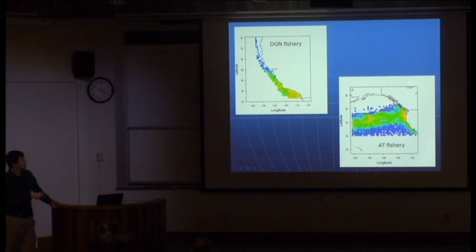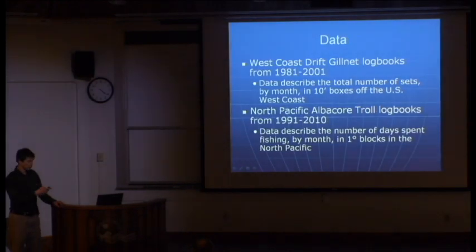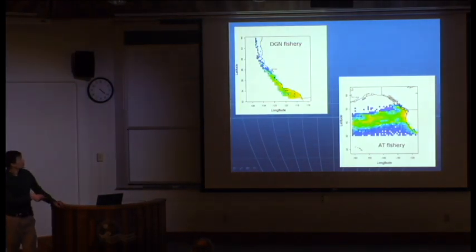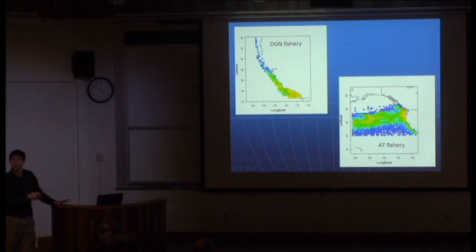The albacore troll fishery is a very different fishery. You see here, there's concentrations kind of in this band around 40 degrees, but it stretches all the way out to Hawaii. So these boats are out there for a long period of time, and they're not restricted by the same factors that the drift gillnet fishery is.